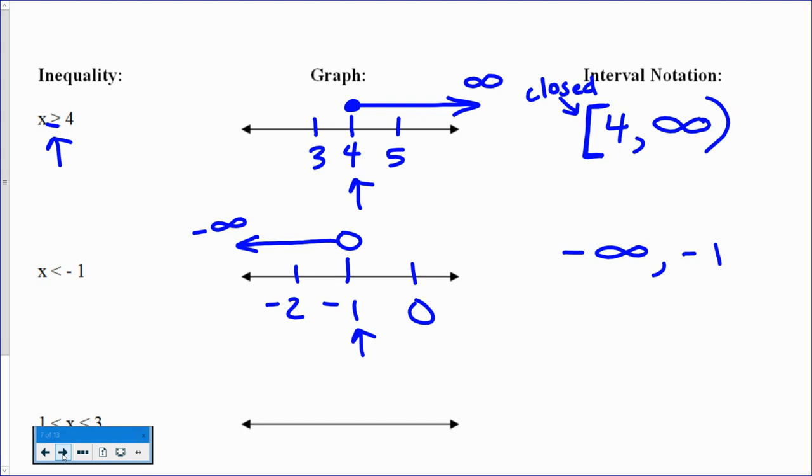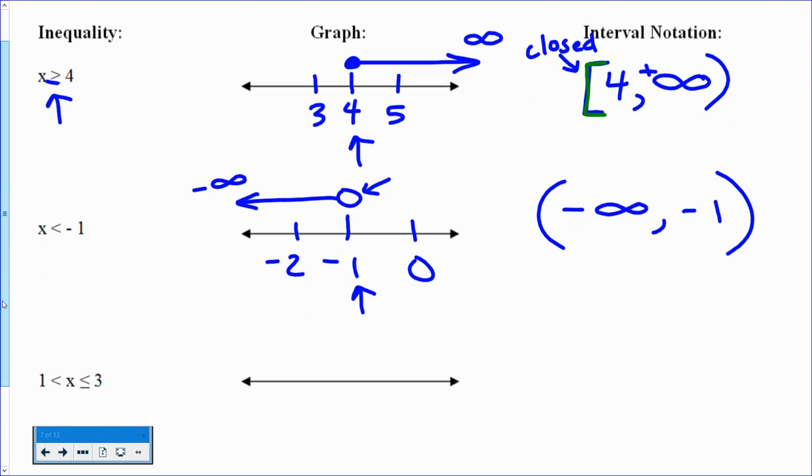So I need it in that order. My infinity symbol is not always going to be to the right, only if it is a positive infinity. All of my infinity symbols will use a parenthesis since it's not going to truly reach infinity. And then this is an open circle, so I will use a parenthesis. Parentheses are more open. Your square bracket is more closed off, if that's a helpful way to remember which one to use.